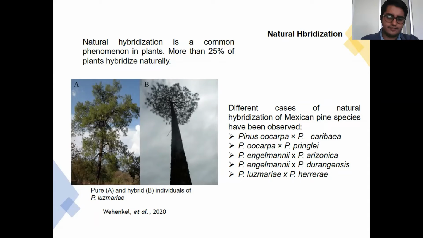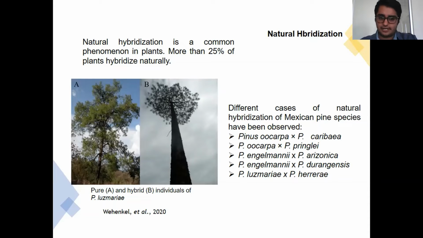On the left side, in the picture named A, we have a pure individual of Pinus luzmariae, and we can see that it does not have the best characteristics for the forest and wood industry, because it is short, it is thin, it has a lot of branches on the trunk, so it's not very useful for the forestry or the wood industry.